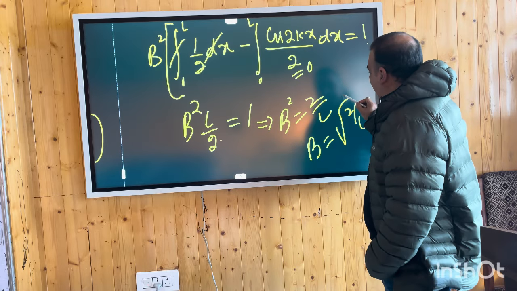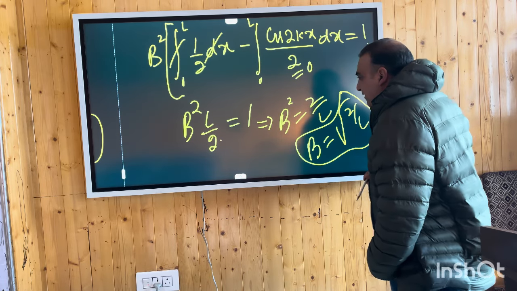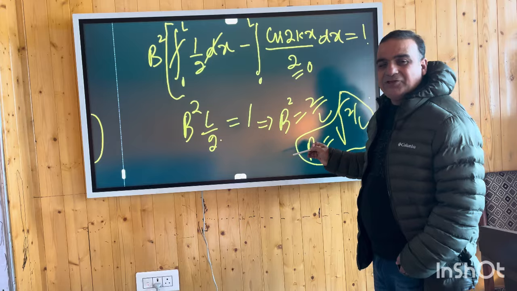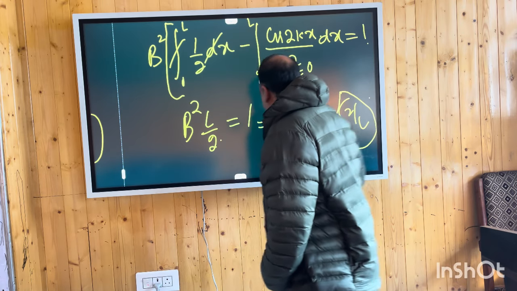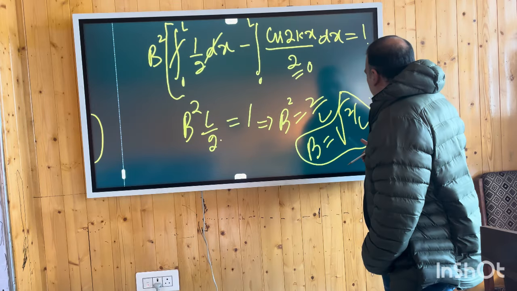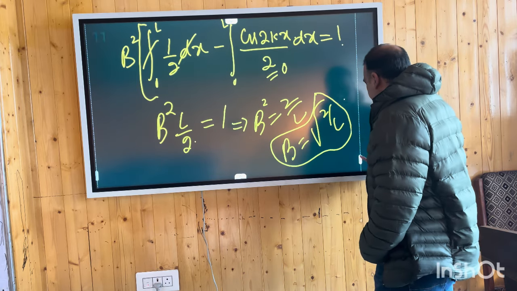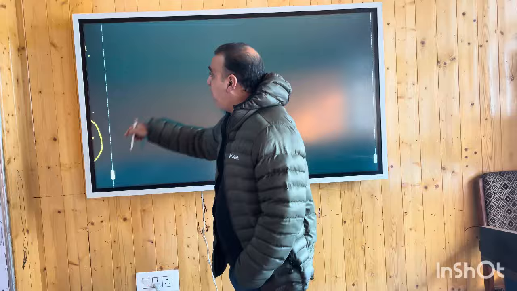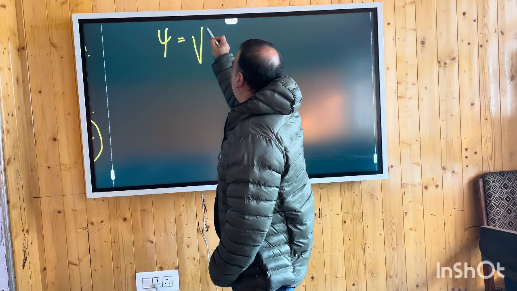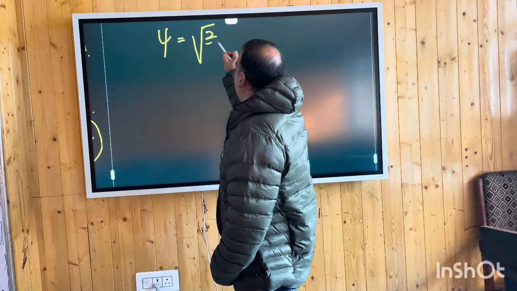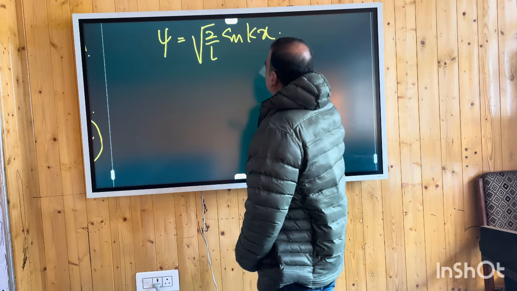So what we have done is used another important boundary condition, and this boundary condition has led us to the calculation of the constant b, and this b has come out to be under root of 2 by L. Now moving on from here, we will have psi equals under root of 2 by L sine of kx.